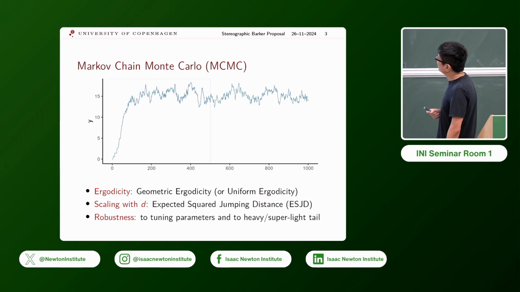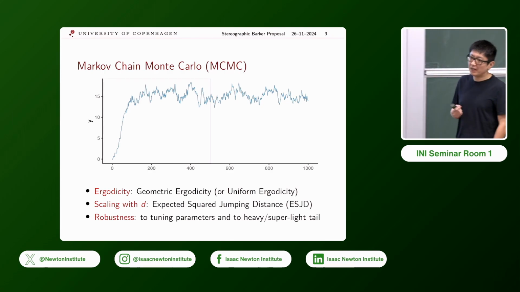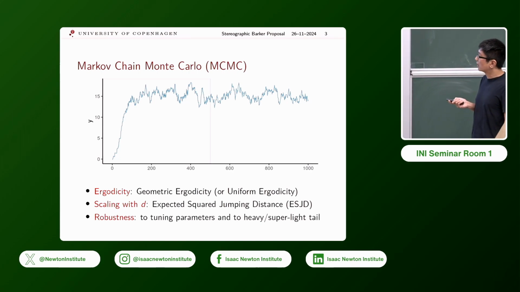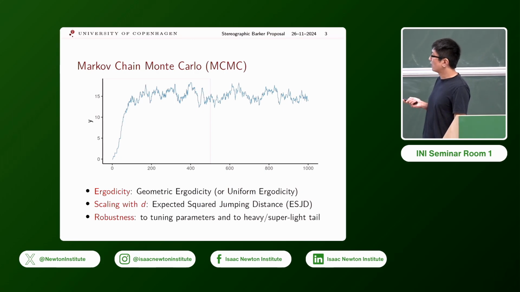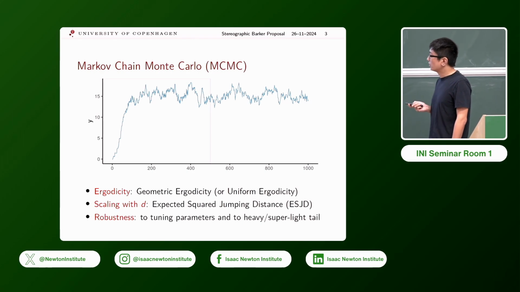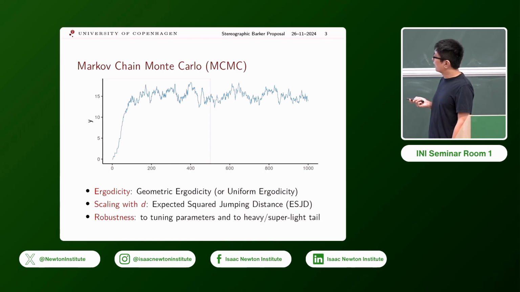In this talk, I will talk about both efficiency and robustness. By efficiency, basically, we'll talk about two things. The first is whether this Markov chain is geometrically ergodic, or even better, uniformly ergodic. The second property I will talk about is optimal scaling, that is, scaling with the dimension of the state space. In particular, I will consider maximizing expected squared jumping distance.